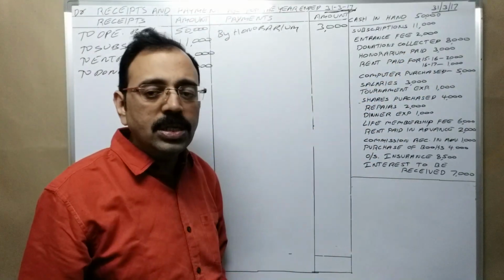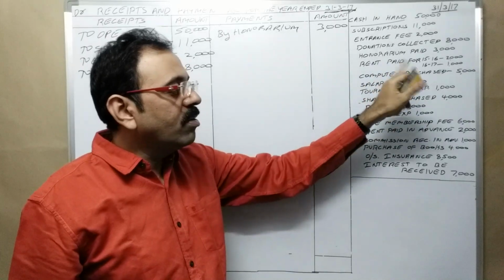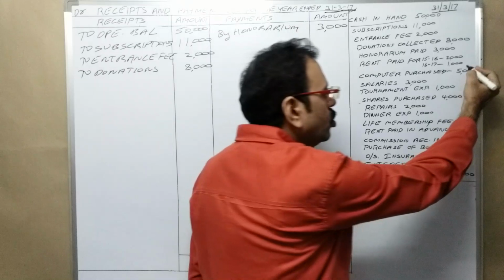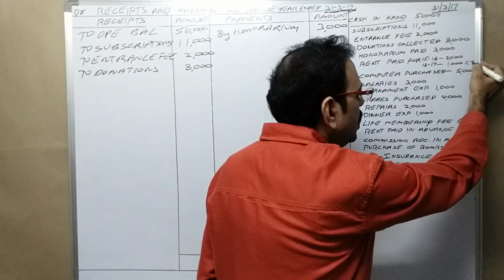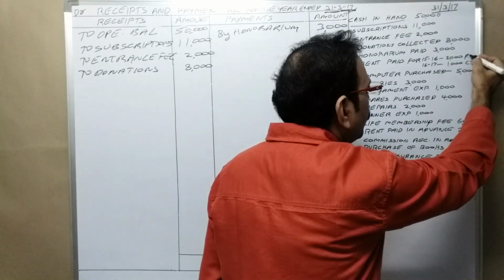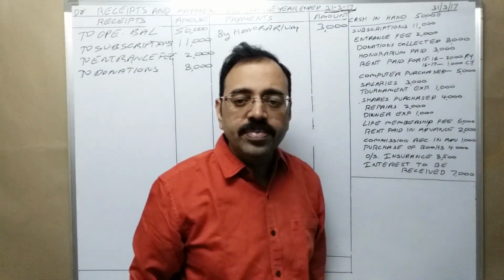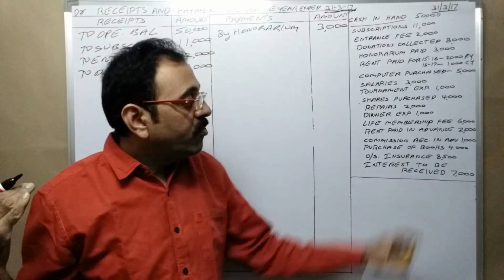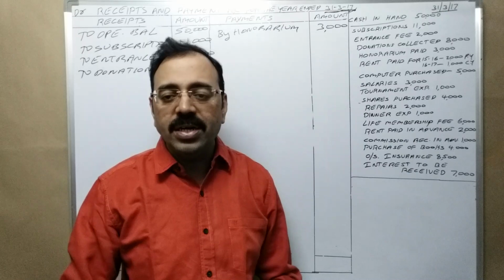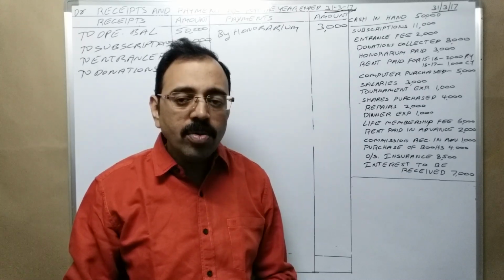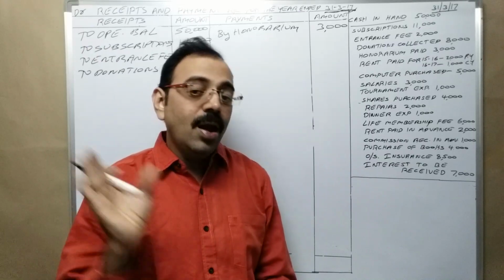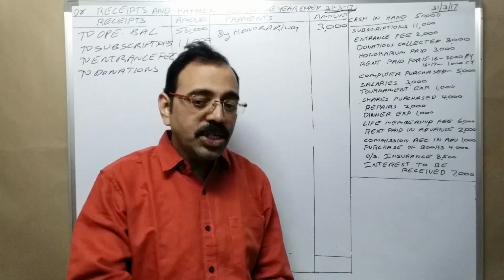Next, rent paid for 2015-16, 2,000 rupees, and 16-17, 1,000 rupees. Our current year is 2016-17. Previous year 15-16. Last year we had to pay 2,000 rupees rent. We didn't pay that. When did we pay that amount? In the current year. So rent belongs to which year? Last year. But when is cash going? In the current year.